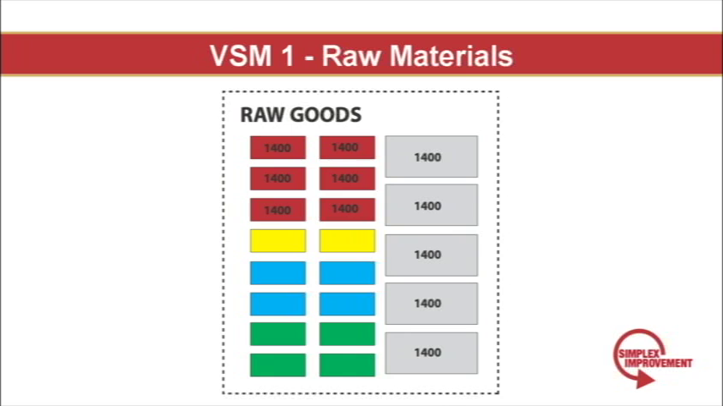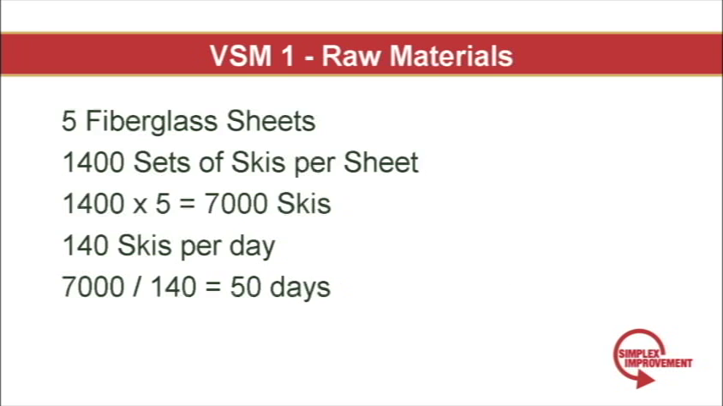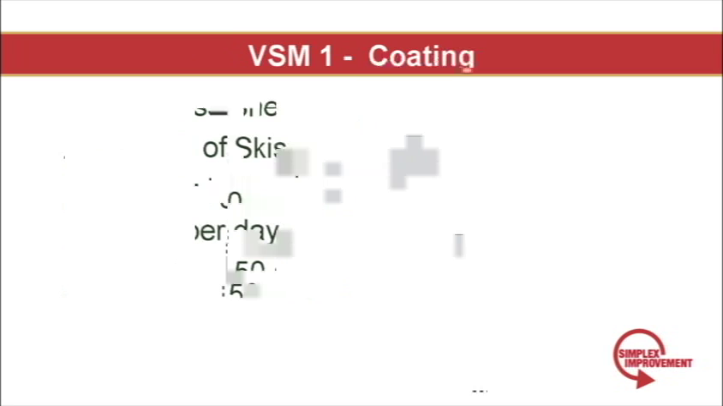I do the same thing for the massive fiberglass sheets in the raw material area. There are 5 sheets and each sheet can produce 1,400 sets of skis. So 1,400 times 5 equals 7,000 sets of skis. I divide 7,000 by the customer demand of 140 per day, and that's 50 days worth of inventory of raw material fiberglass. I walk to the coating area and notice there are neat stacks of 100 sets of skis that have been coated.